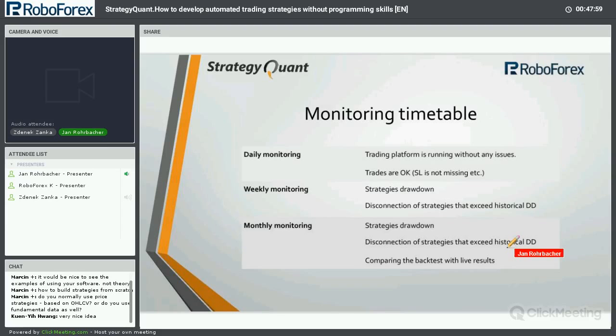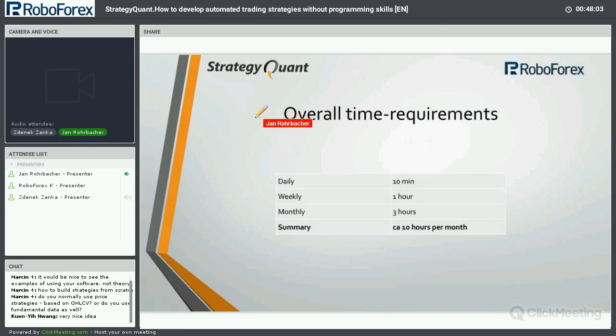And what I wanted to demonstrate with this is that regarding the overall time requirements of maintaining an automated strategies portfolio, you can see that it's not really time demanding. On a daily basis, I spend 10 minutes a day. On a weekly basis, I add an hour. And on a monthly basis, it gets more detailed, comparing those backtests and live trading results, so it takes some more time, generally like 3 hours. If we count everything together, we get approximately 10 hours per month, which is, I think, a very nice amount of time that needs to be focused on automated trading. Compared to, let's say, 12 hours a day sitting in front of the screen manually backtesting.